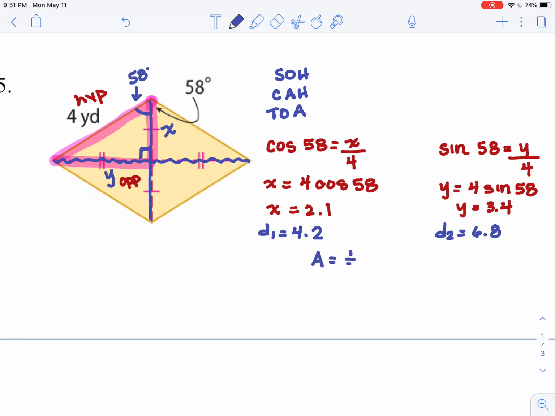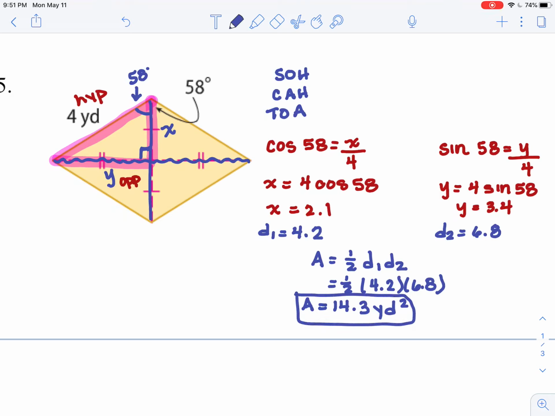Now that we have the two diagonals, we can find the area. So we multiply, for a kite or a rhombus, 1/2 times diagonal 1 times diagonal 2. So 1/2 times 4.2 times 6.8 makes our area about 14.3 yards squared.